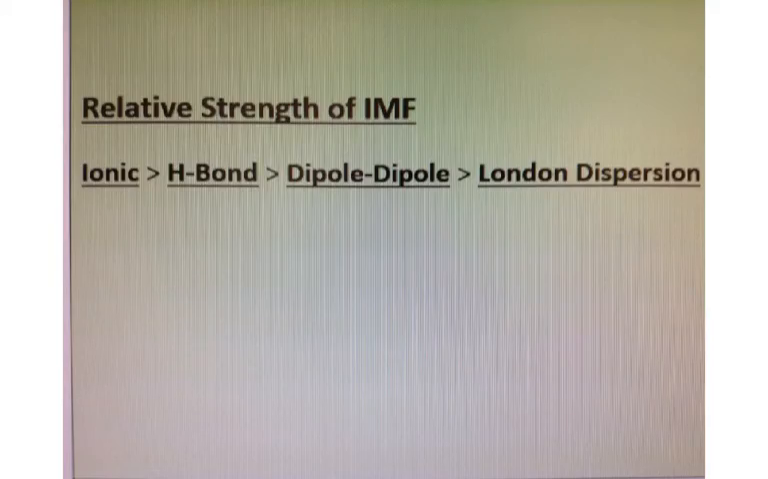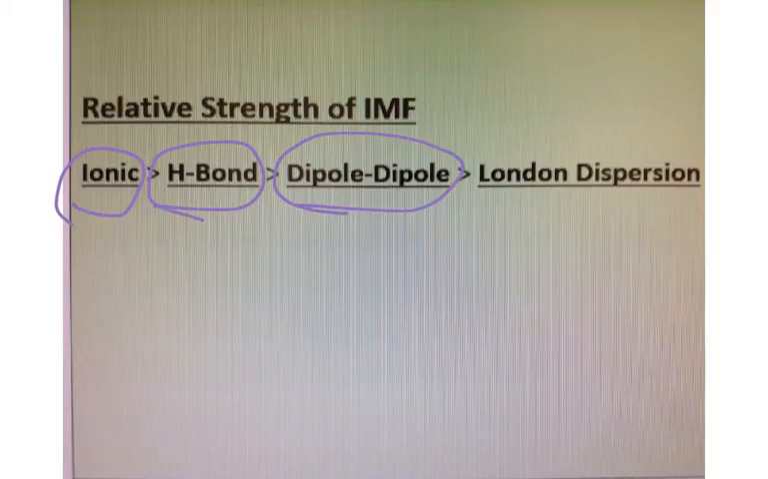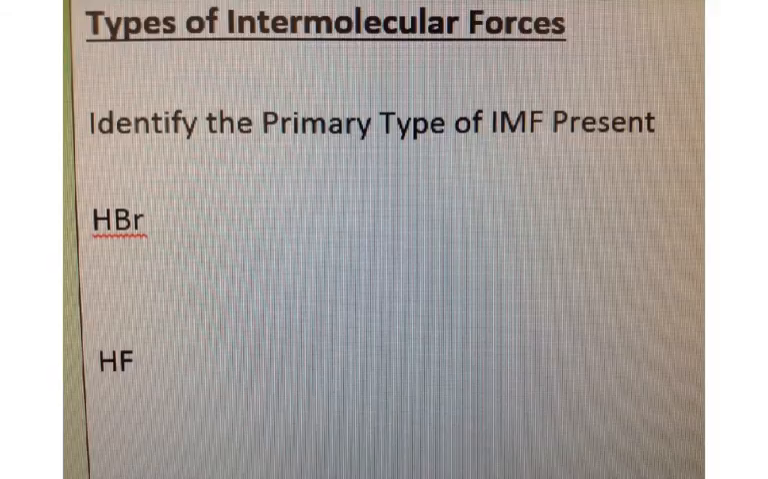All right, so relative strength, you are going to absolutely have to have this memorized. Ionic compounds will be the strongest IMF, meaning that you will have to put the most energy in order to break those attractions. Then comes hydrogen bonding, then comes dipole-dipole, and the last and the weakest is London dispersion. So you're going to be expected to identify the types of intermolecular forces that exist. My first recommendation is to look to see whether it's an ionic compound.